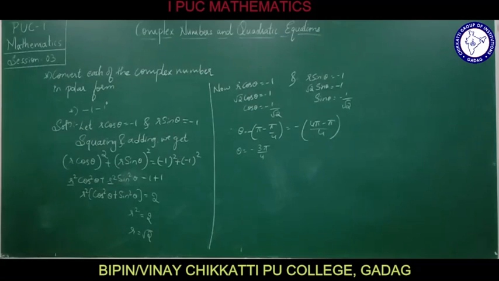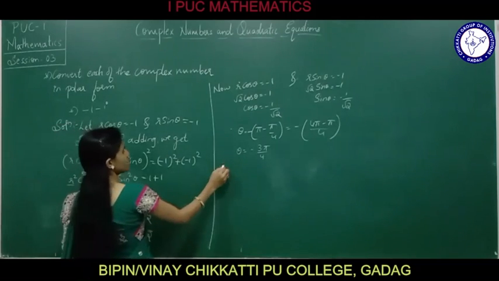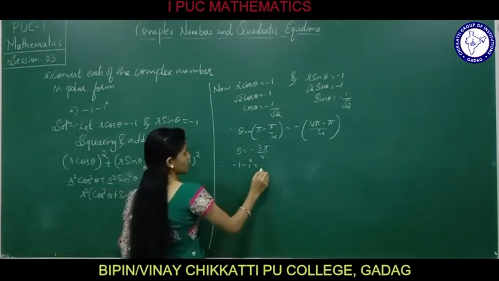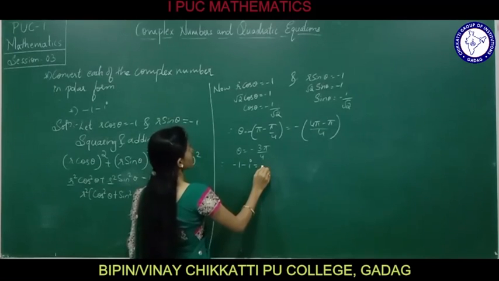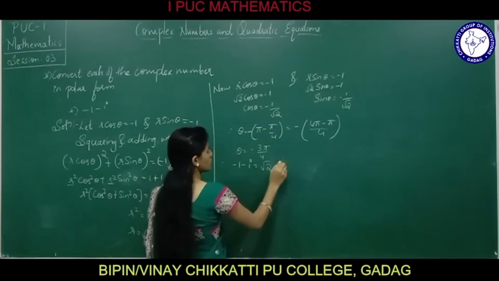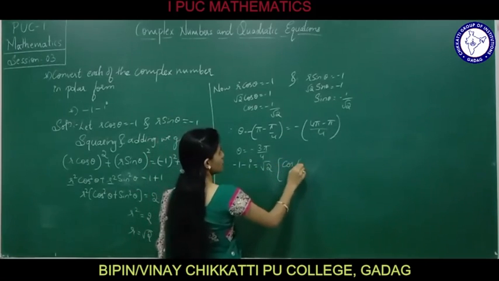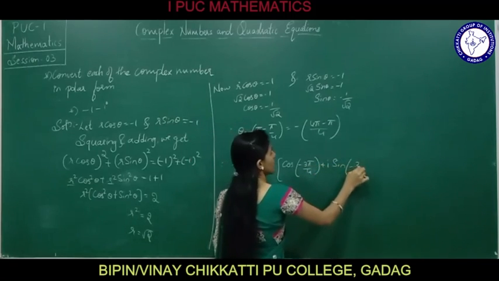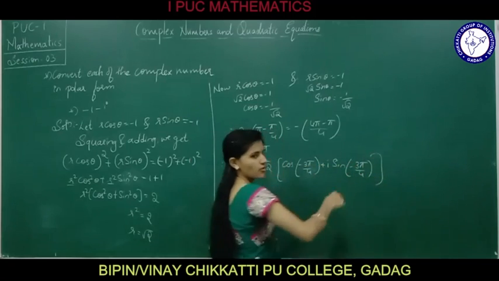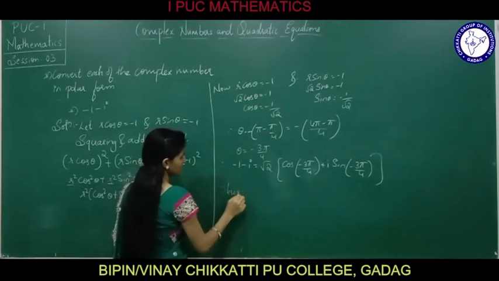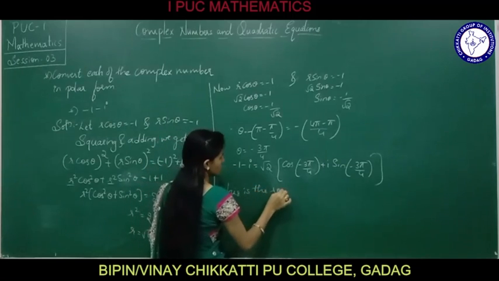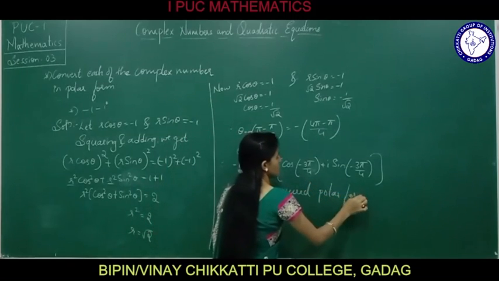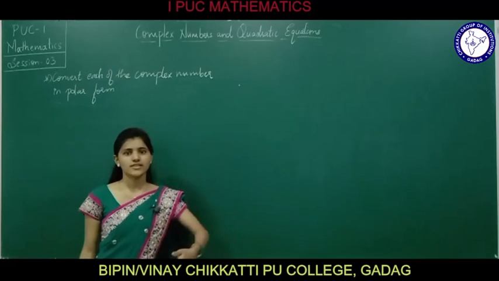So how are you going to write it now? We are going to write it as, therefore, minus 1 minus i is equal to, we have r as root 2, r cos theta, cos of minus 3 pi by 4 plus i into sine of minus 3 pi by 4. This is the required polar form.